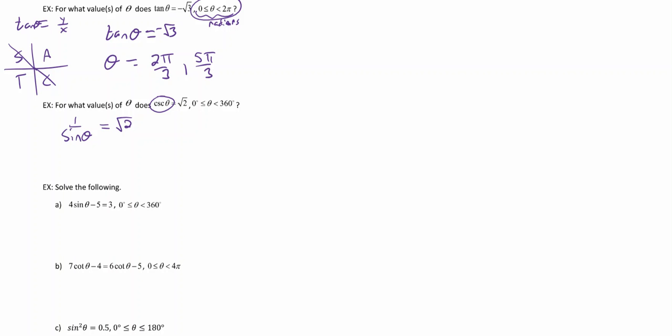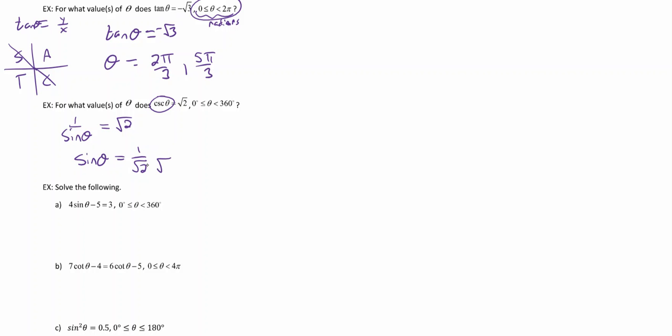Okay, so that still doesn't actually make sense, because root 2 isn't on the unit circle, right? Let's play around with this a little bit though. I'd like to get sine theta out of the denominator. So what if I rearrange this to say sine theta is equal to 1 over root 2? Now 1 over root 2 isn't on my unit circle either.